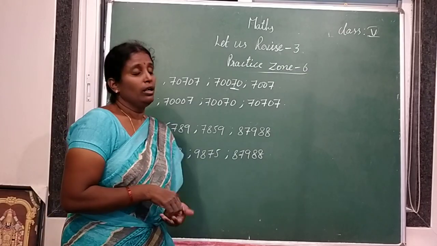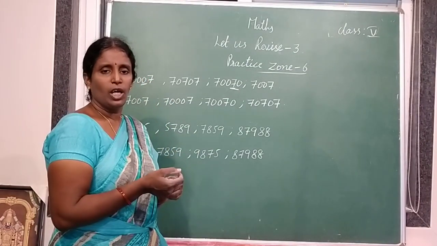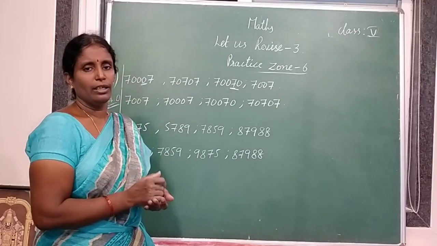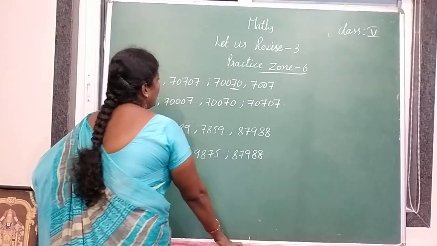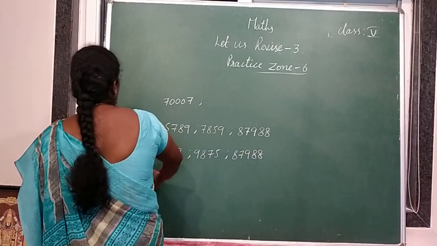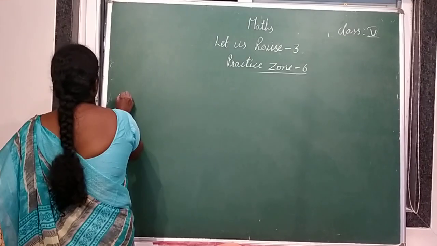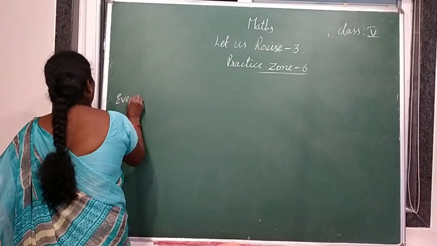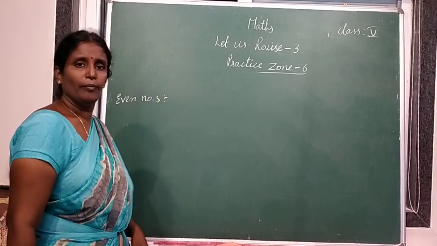Now, this is the ascending order. Next, descending order sums are there in the worksheet. You can do that as homework. Okay. Now, do you know what is an even number and what is an odd number? Do you know even and odd numbers? Even numbers. So, what is an even number?